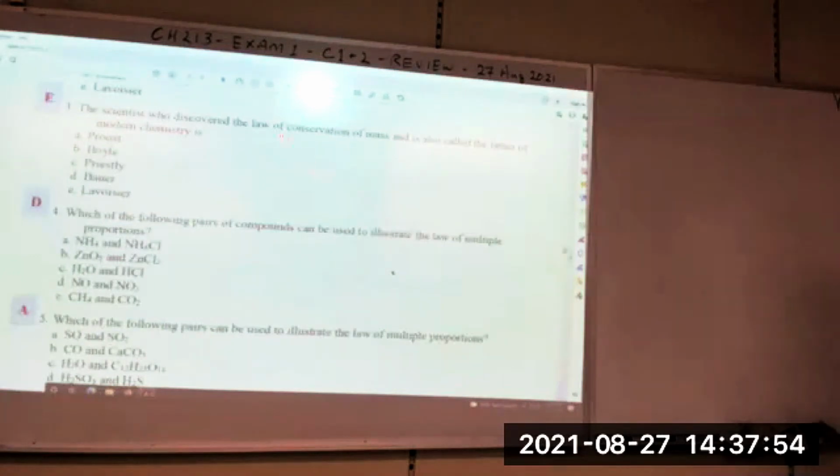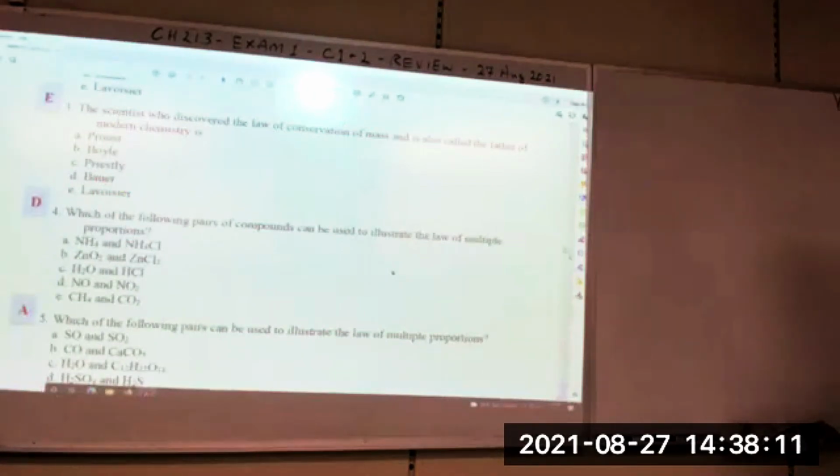How about the law of conservation of mass? Who came up with that one? That was the headless Frenchman, Lavoisier. Well, he did this before he lost his head.